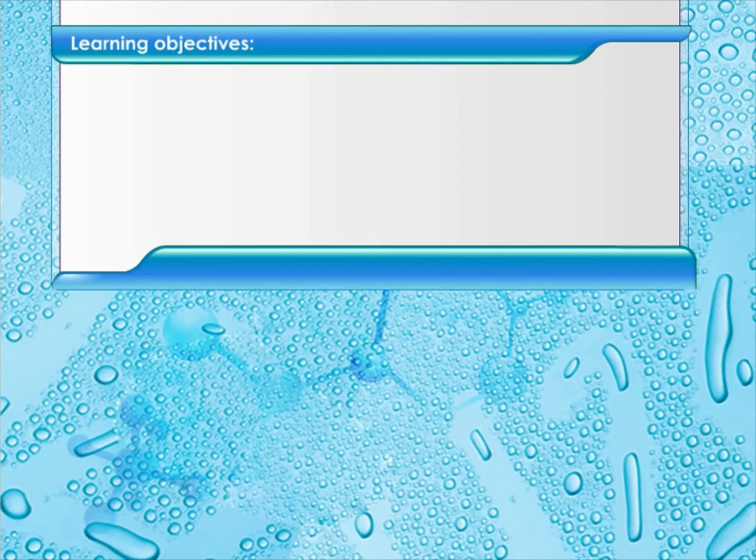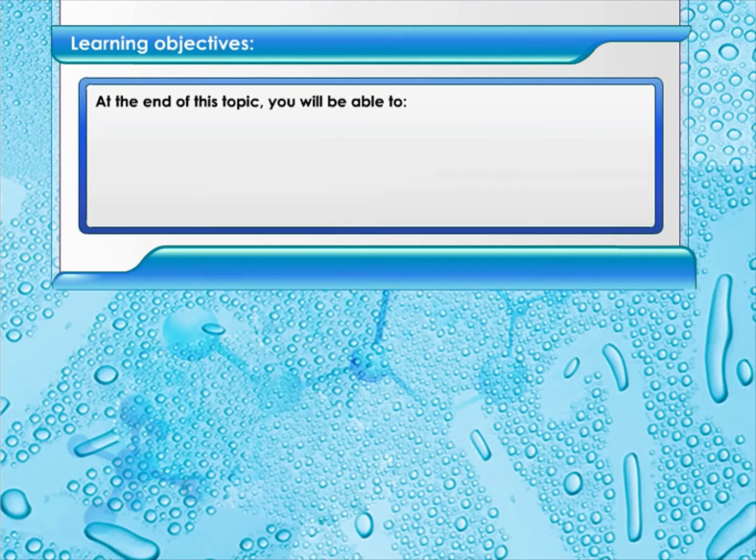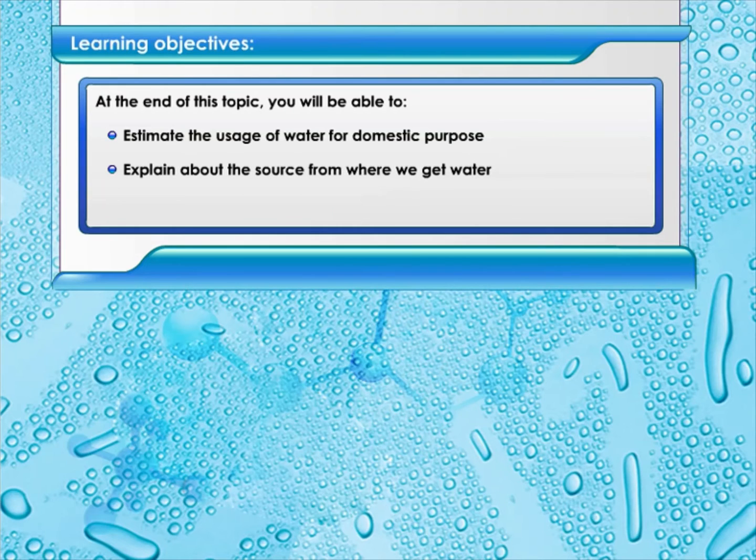Learning objectives. At the end of this topic, you will be able to estimate the usage of water for domestic purpose, explain about the source from where we get water, understand the process of water cycle.